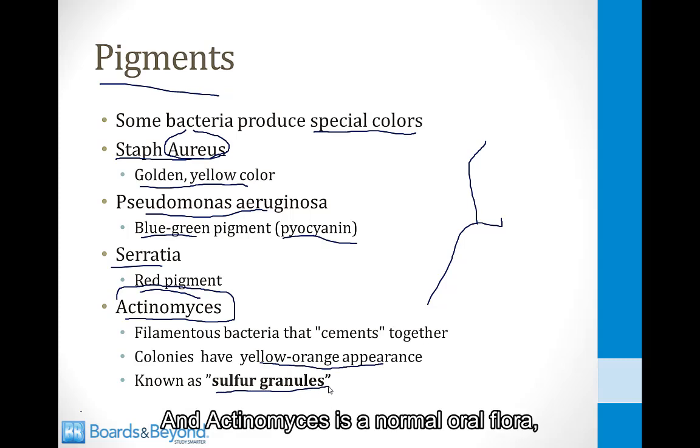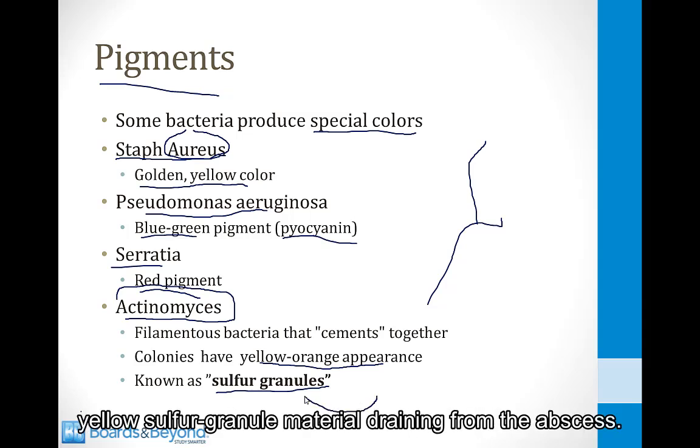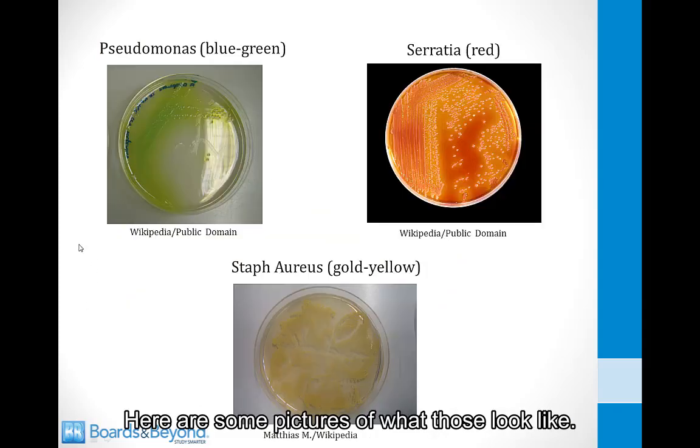And actinomyces is a normal oral flora, but it sometimes forms abscess infections in the jaw, and you can sometimes see this yellow sulfur granule material draining from the abscess. Here are some pictures of what those look like.